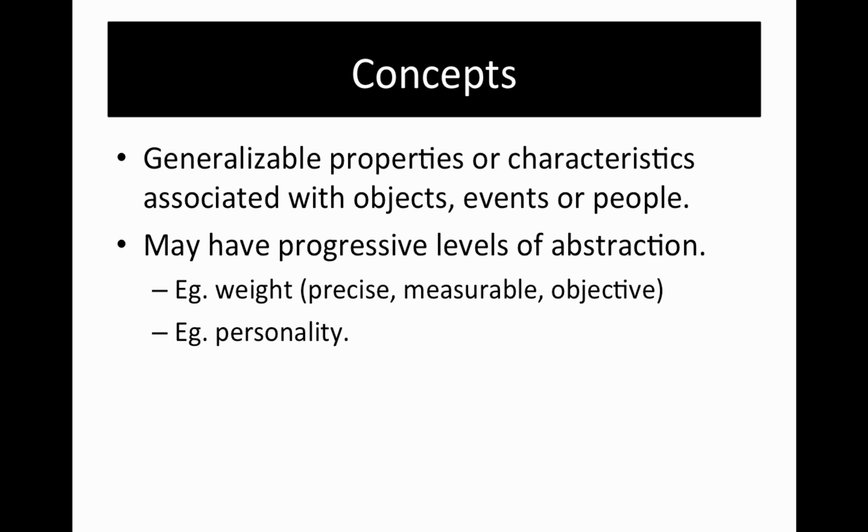Explanations require the development of concepts, or generalizable properties or characteristics associated with objects, events, or people. Concepts may also have progressive levels of abstraction. Some concepts, such as a person's weight, are precise and objective, while other concepts, such as a person's personality, may be more abstract and difficult to visualize.